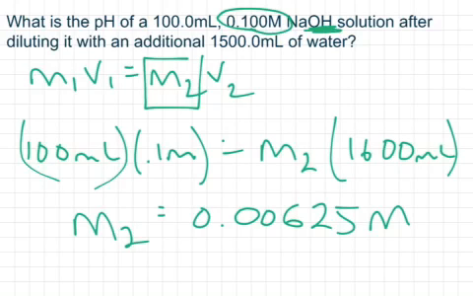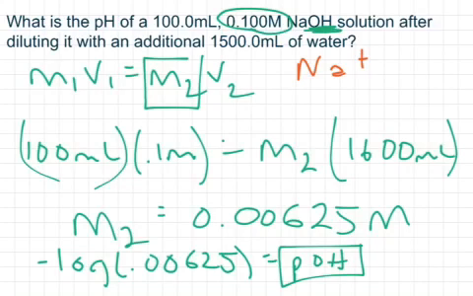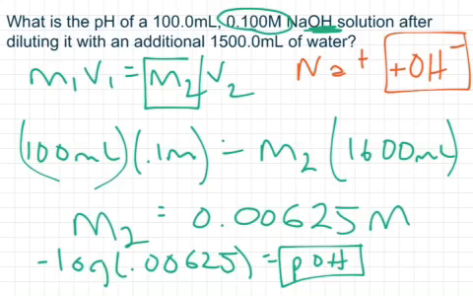Okay, so this question is going to be just a teeny bit different because if we do traditional negative log of 0.00625, we need to remember that we're solving for pOH because when sodium hydroxide dissociates, it turns into sodium and hydroxide, not directly into hydrogen.